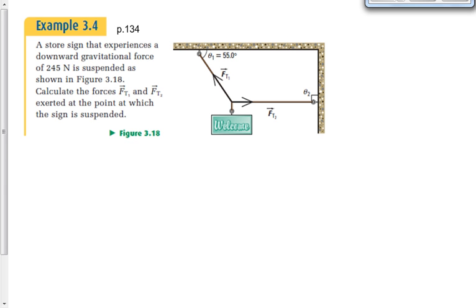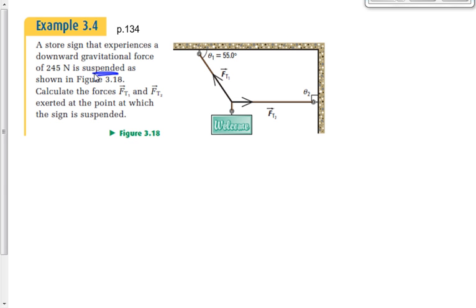Let's take a look at this one. This is the only other real sample problem that I want to do with you here today. This looks kind of different. It says a store sign that experiences a downward gravitational force of 245 is suspended as shown in 3.18. That word suspended is kind of key. We see that a lot in Physics 30. There's a number of questions where a charged particle is suspended in a magnetic field, or a wire is suspended in an electric or a magnetic field.